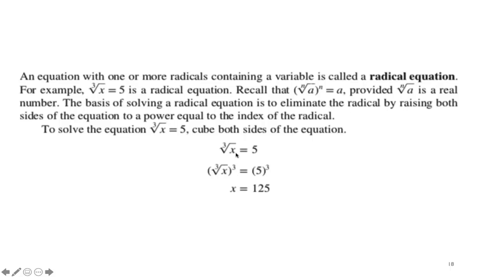So for example, here's a radical equation. I want to solve for x, so I want to get rid of this radical by cubing both sides of the equation. The cube root of x cubed will cancel so that you have x left, and then 5 cubed is 125.